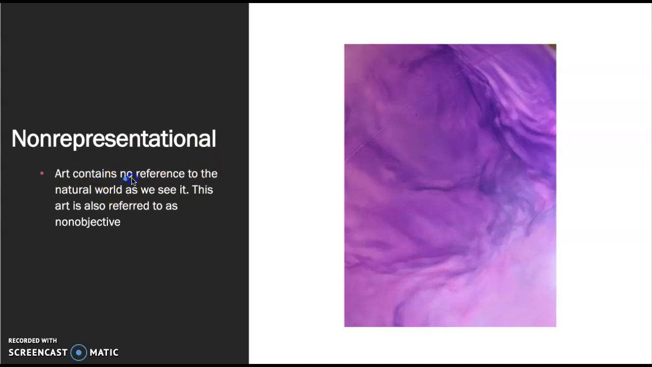Non-representational. Now, this is something that has no reference to our world as we see it. This is also called non-objective. So no reference, meaning that we can't think about it and pinpoint it as something real. It's not exaggerated or distorted and simplified. It is now no reference.